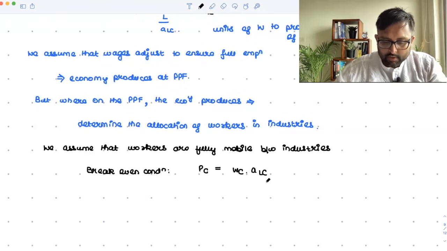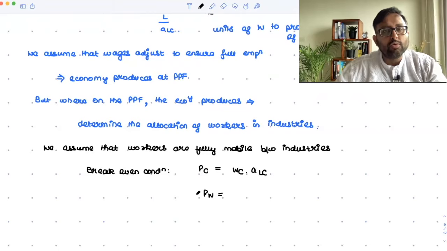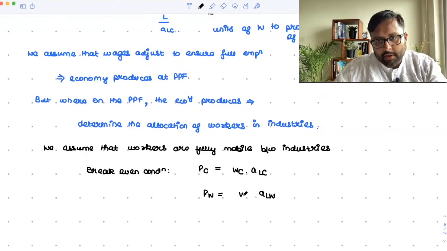Similarly, the break-even condition in the wine industry is: for 1 unit of wine, they are charging PW from their customers. In order to produce 1 unit of wine, they are using ALW amount of labor. And for each labor, they are giving WW as the wage in the wine industry.